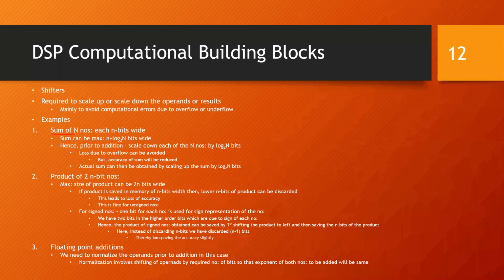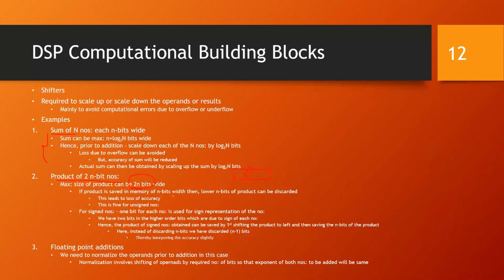So this is with respect to summation, why scaling would be necessary. Scaling up and scaling down is necessary in these cases. Now, what about the product? If I'm multiplying two numbers which are n bits wide, the maximum size of the product can be 2n bits. Now, if the storage is just n bits, then I'll be losing n bits. If I don't want to do that, then I should have a mechanism to overcome this problem.